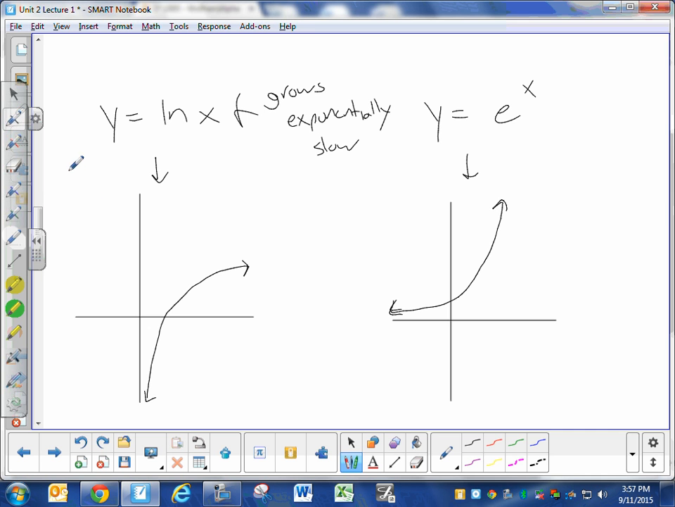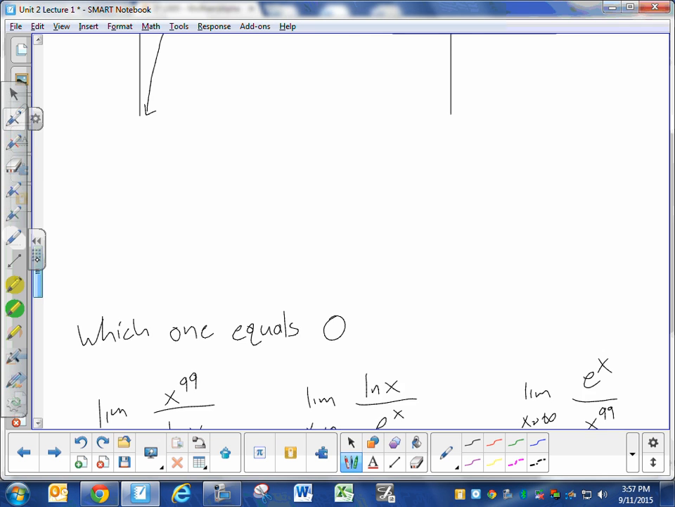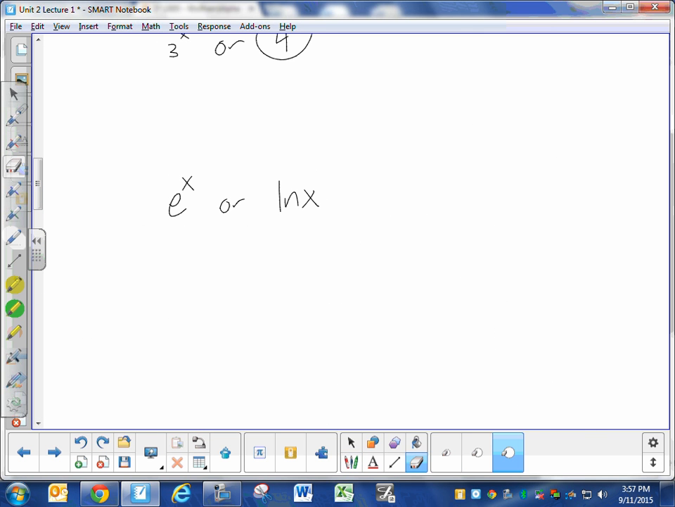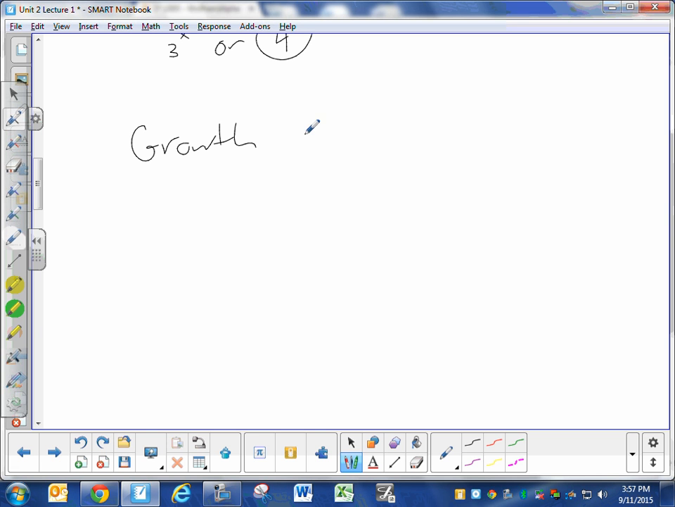So in terms of growth of expressions, the slowest is going to be just a number, like 5. 5 doesn't grow at all. This is no growth.